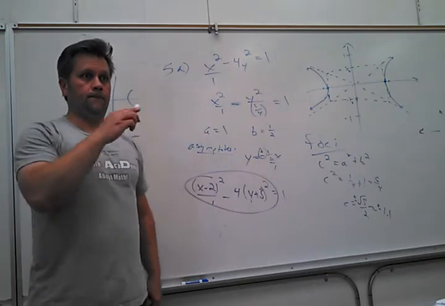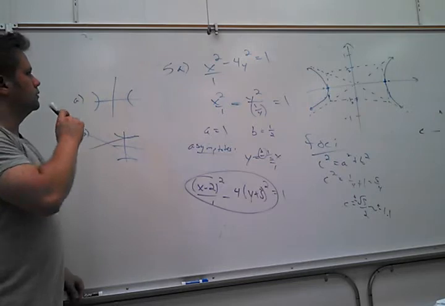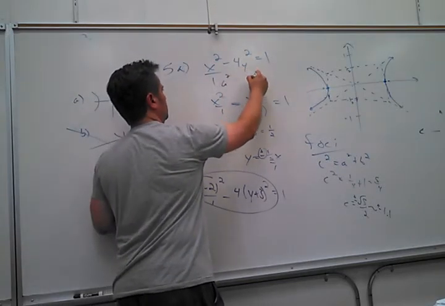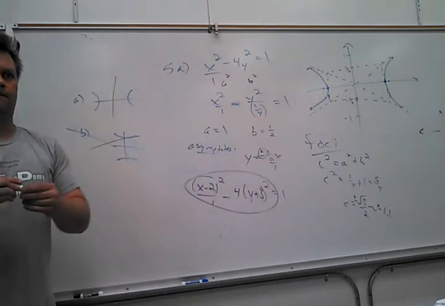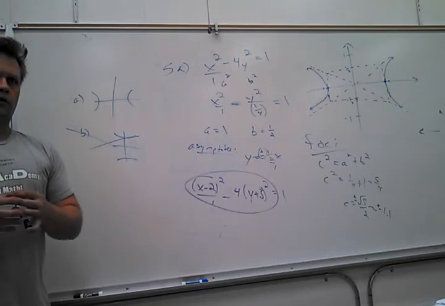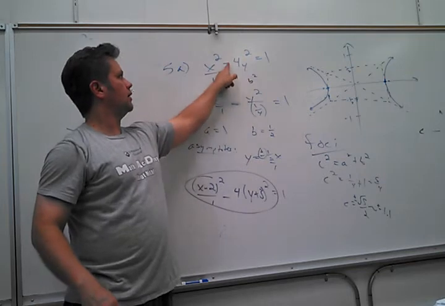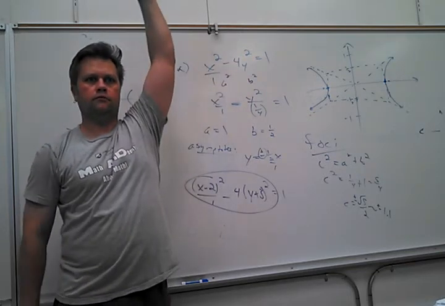Can you again say why b is 1/2? Because it's b squared. Remember, this is x squared over a squared, y squared over b squared. So b squared is 1/4, b must be 1/2, the square root of that. Okay. And it would open upward if y were bigger. If y was positive and x was negative, it would open up and down.